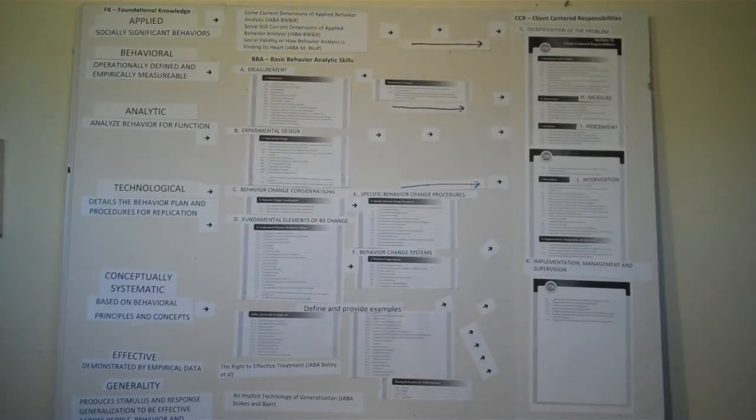And that's where we have measurement, section A, and experimental design, how we find the function, B. The technological part, we have to look at behavior change considerations. What are the side effects? What are the unplanned effects of reinforcement or extinction or punishment? We look at the fundamental elements of behavior change.